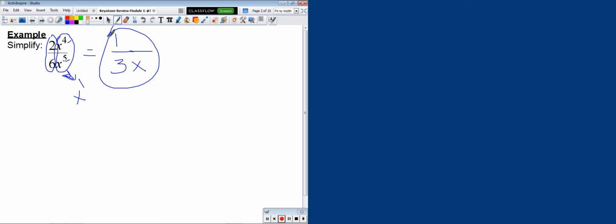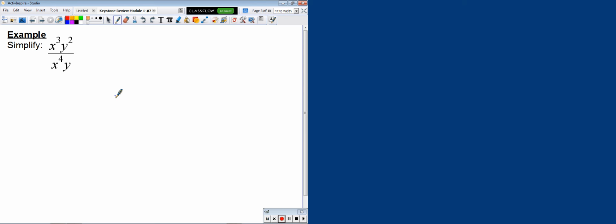And that would be the answer for that one there. So next I have this, and just note that there's 2 different variables here. There's nothing to reduce because there's no numbers in front of the variables. So I'm just going to go one at a time here.